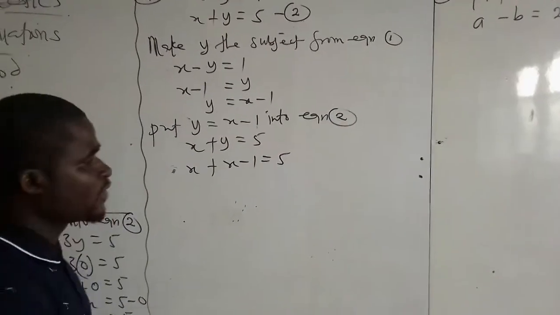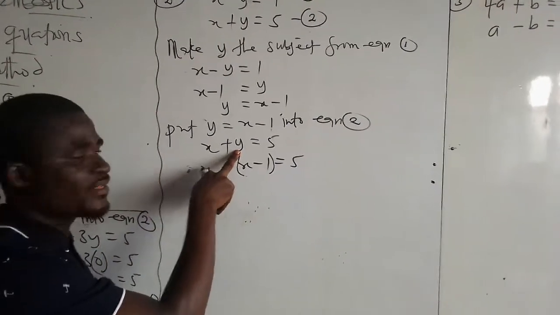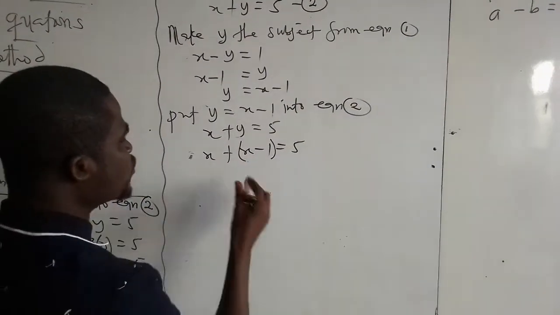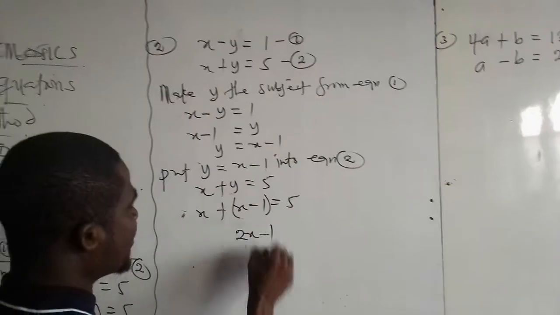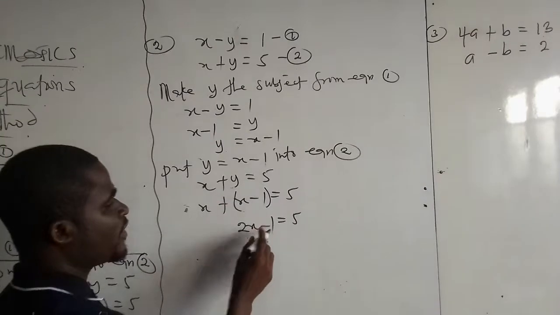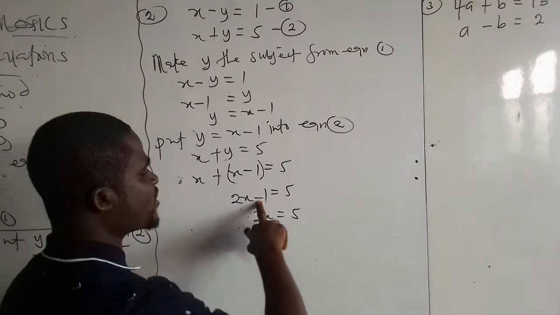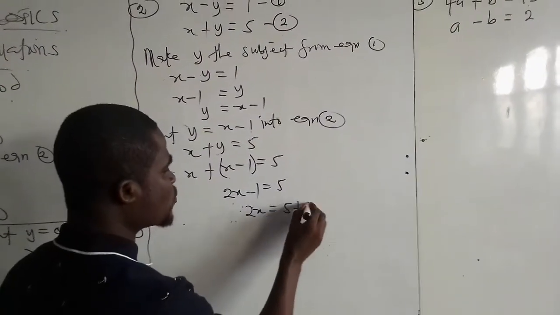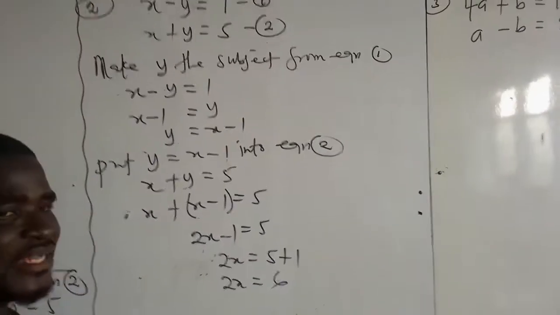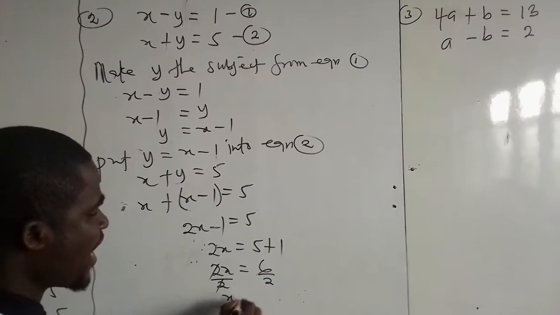This represents y, that's the value of y. Good. So x plus x will give me 2x minus 1 equals 5. Let's group letters. So I'm going to have 2x is equal to 5. Now this negative 1 will put the equal sign to become plus 1. So 2x is equal to 6. Now divide both sides by 2. Therefore, x is equal to 3.